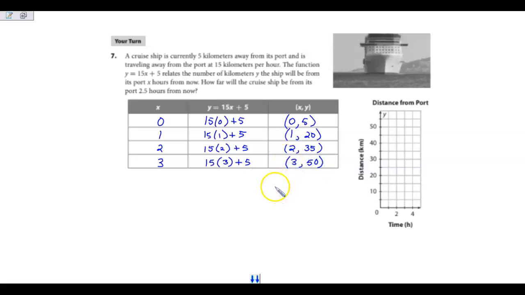Okay, now we're ready to plot those ordered pairs. So 0, 5, 1, 20, 2, 35, 3, 50.